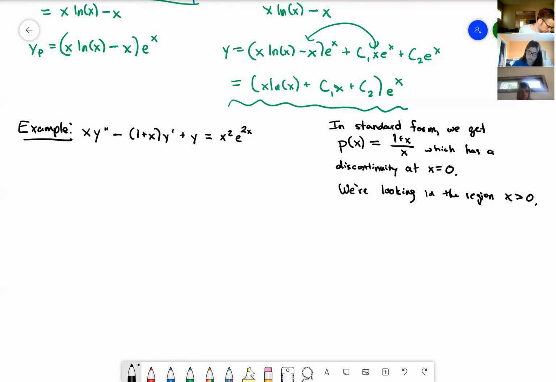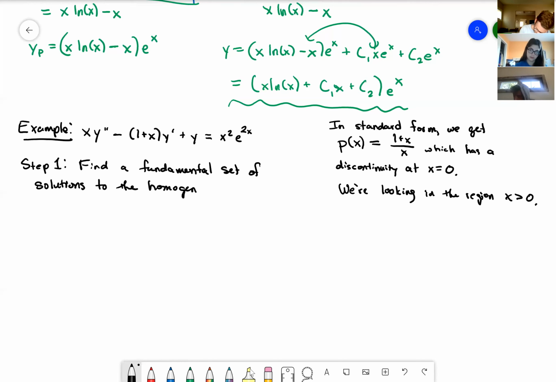Okay. So anyway, step 1, we got step 0 out of the way. So step 1 is find a fundamental set of solutions to the homogeneous version.